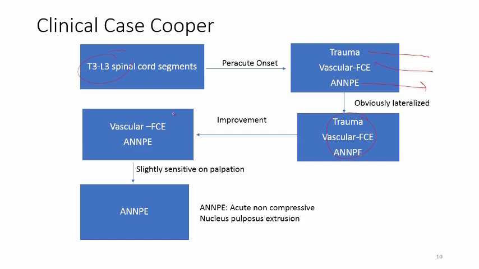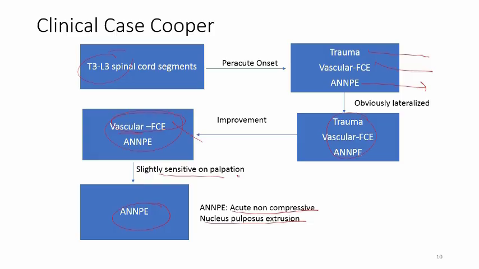So we had some idea that it was not trauma because the dog improved. But because the dog was slightly sensitive on palpation, I diagnosed acute non-compressive nucleus pulposus extrusion, or type 3 disc, you might call it that. Sometimes that's what it's called, as opposed to the vascular FCE, which you could have thought it was as well. But those are not sensitive at all on palpation, whereas these are slightly sensitive on palpation.